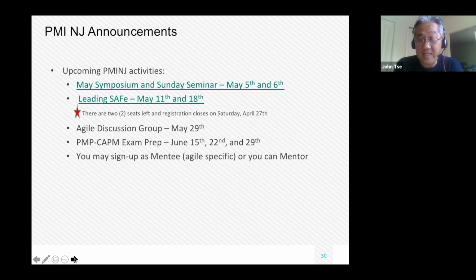Also, our Leading SAFe course, which is based on the Scaled Agile Framework, is coming up on May 11th and May 18th. Unlike other organizations that do it on 2 consecutive days, we do it on 2 consecutive Saturdays. Registration for that is going to end this Saturday, and we have only 2 seats left. So if you are interested in taking that course, register very soon before those 2 seats are gone and registration closes.